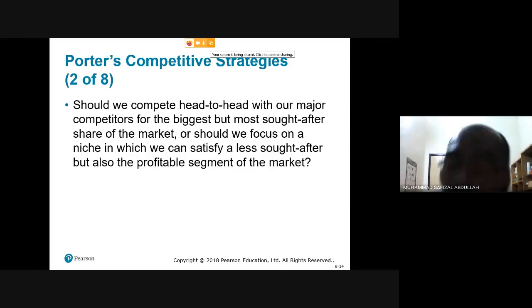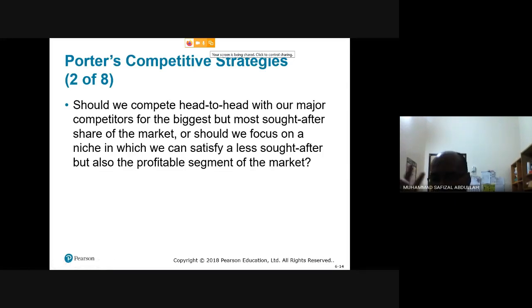So which one? Ini adalah dua soalan yang ditanya oleh Porter. How to compete? Use price, or use other factors other than price. Number two, which market do you want to choose? Big market or niche market? This is the very basic and very important question by Porter.